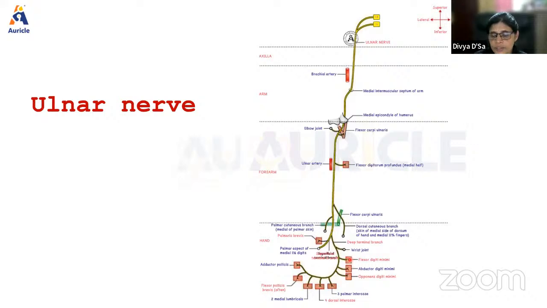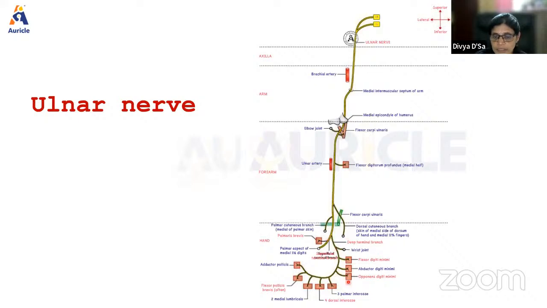It will supply all the hypothenar muscles, that is the flexor digiti minimi, abductor digiti minimi, and opponens digiti minimi. It supplies the third and fourth palmar interossei and the dorsal interossei, as well as the medial two lumbricals. It also supplies the flexor pollicis brevis and ends by supplying the adductor pollicis.